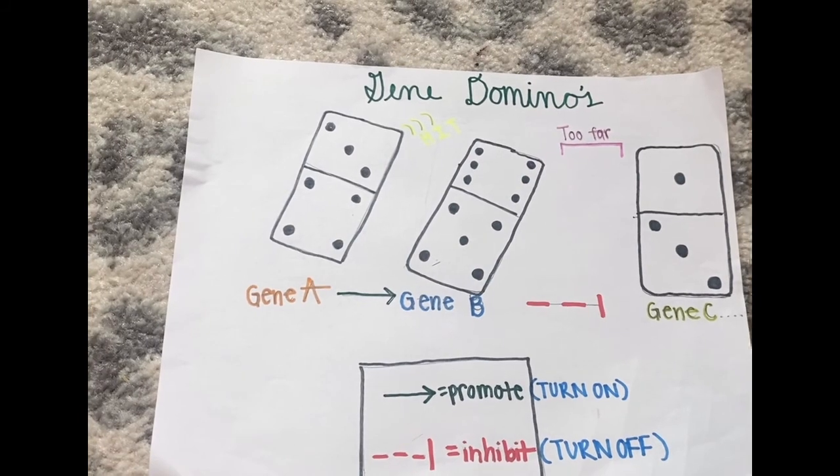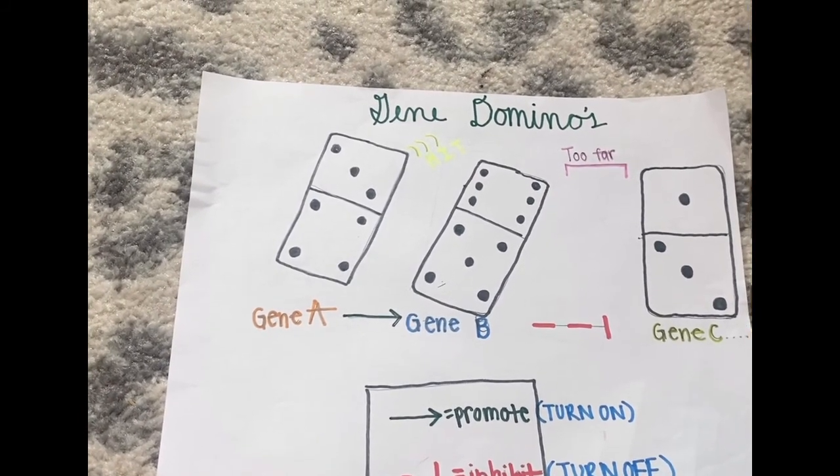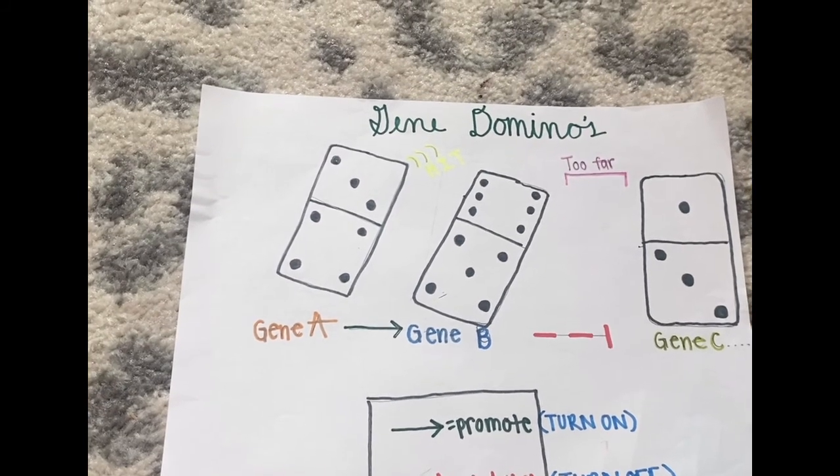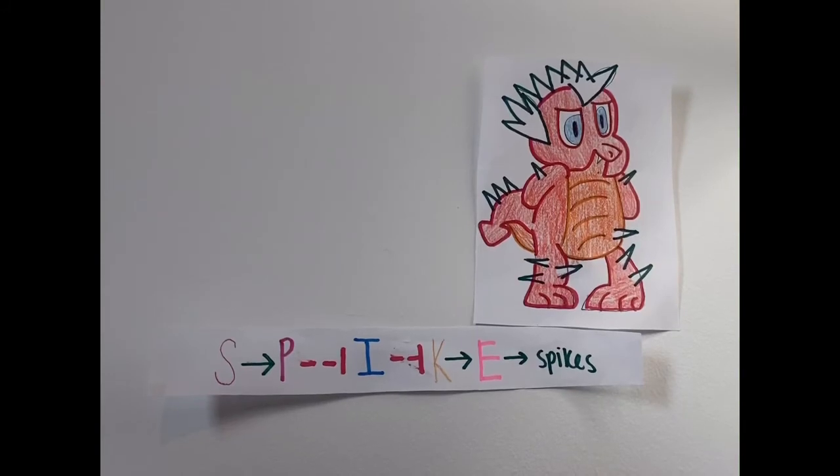If the gene is not able to be transcribed, it cannot code for a protein or can't knock down the next domino. Alternatively, if the transcription of a gene is promoted, it can code for a protein, meaning it will knock down the next domino. Let's go back to Spike to see an example.